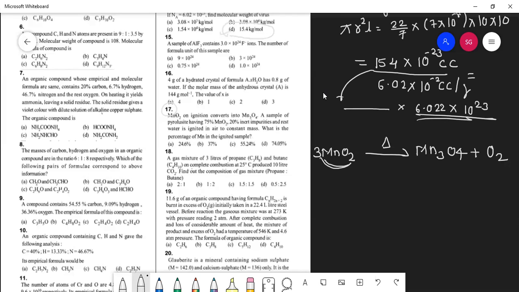A sample of pyrolusite. Pyrolusite is an ore having 75% MnO2, 20% inert impurities, and the rest water, is ignited in the air to constant mass. What is the percentage of manganese? They ask the percentage of manganese. So we'll just consider, students, X gram sample.